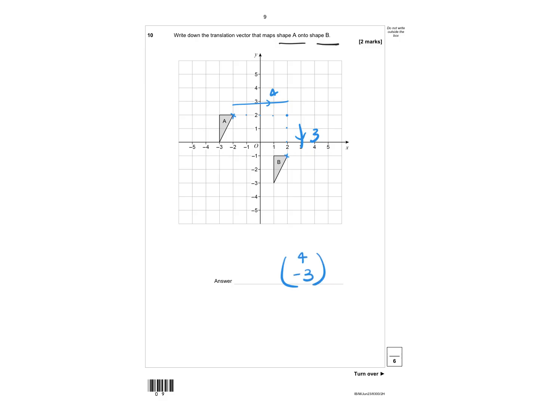Do not put a fraction bar in your vector. You can lose marks for that. Do not write your vector as a coordinate, because the question specifically wants the translation vector. So this is the only correct answer. Do not write 4 units across and 3 units down, because again, the question asks for the vector. So the only way you're getting these 2 marks is to give the correct vector.